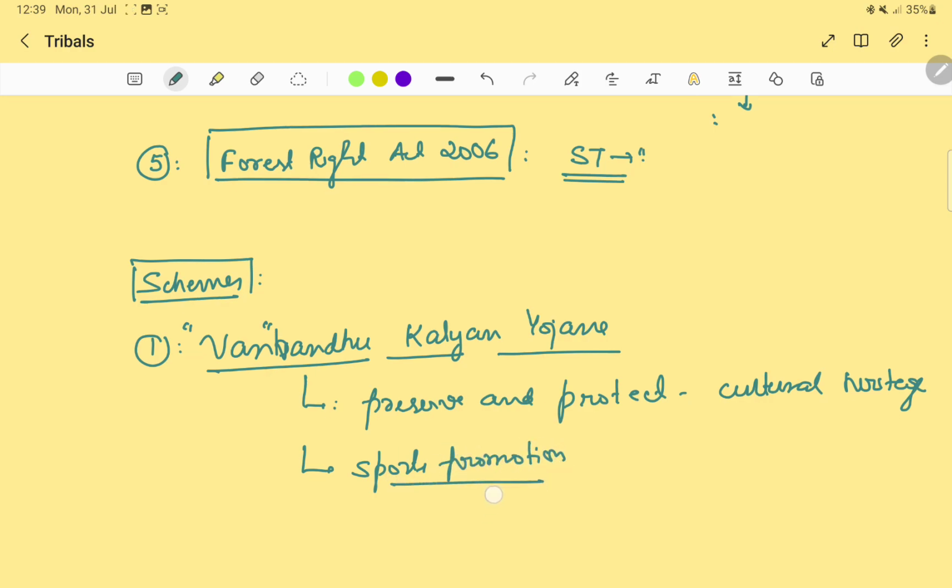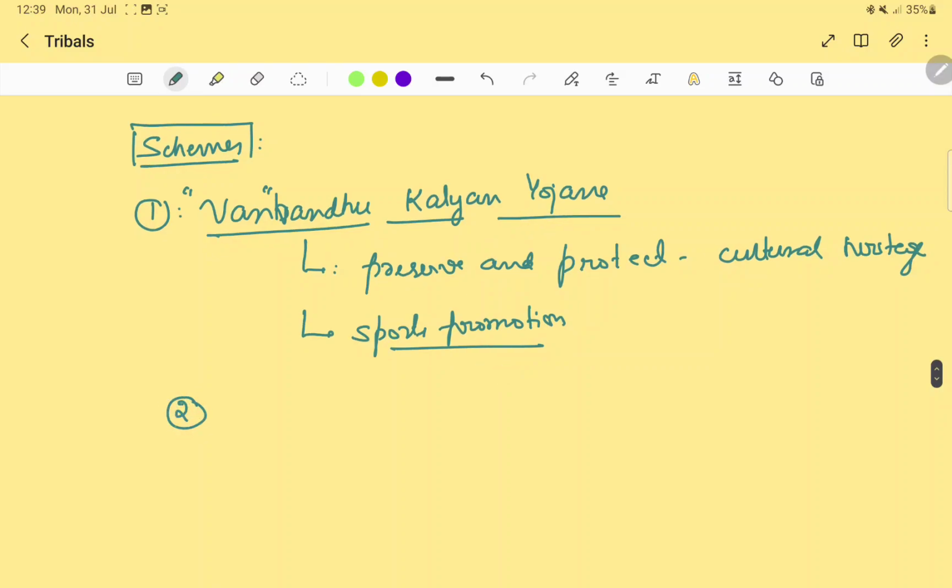So this is one scheme. Then secondly we have a scheme called MSP for MFP. It is very important because it assures the tribals that they will get the minimum support price for the minor forest produce, and it is being recommended by the Trifed pricing cell.